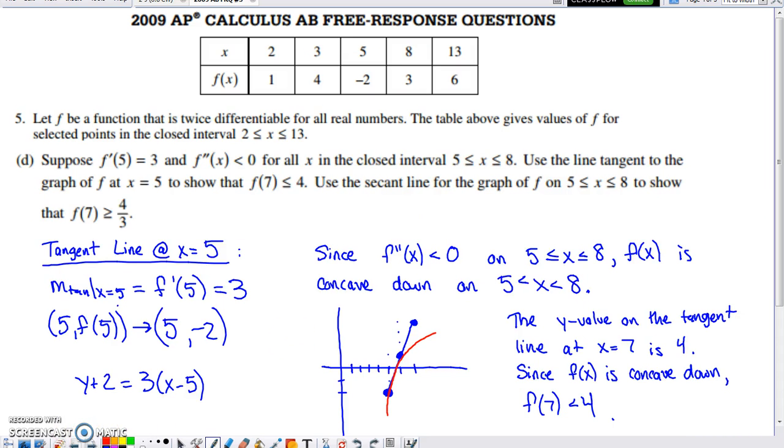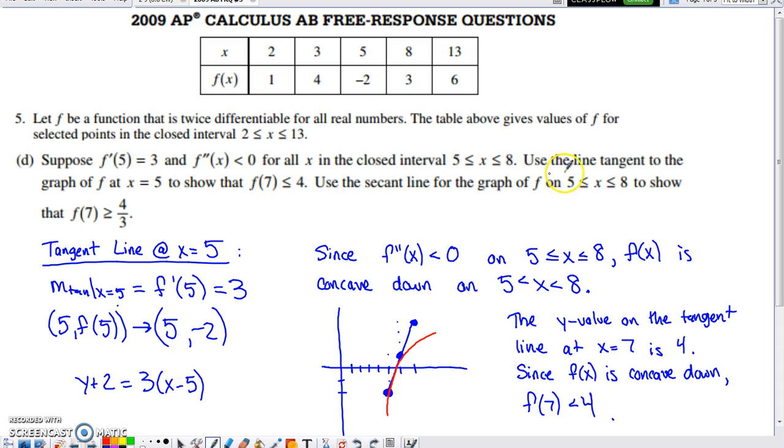And then the last part of this problem is kind of a doozy. They ask us to do 2 things, and both things are a little bit time consuming. So I've actually done these on 2 separate slides here. The first thing that they tell us is that f prime of 5 is 3, and that f double prime of x is less than 0 for all x's between 5 and 8. First part of part D says use the line tangent to the graph of f at 5 to show that f of 7 is less than or equal to 4.